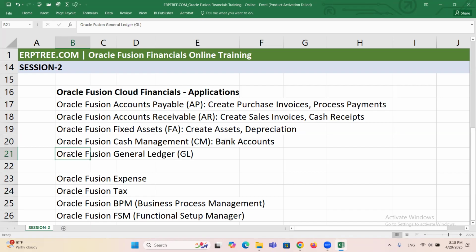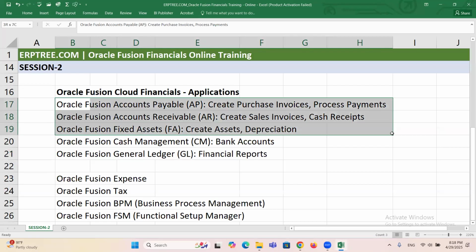And we have another application called Oracle Fusion General Ledger. In this application, we prepare financial reports. So from all these applications, we get the data into the General Ledger application. Within the General Ledger application, we prepare the financial reports. We will understand each and everything at a very detailed level.